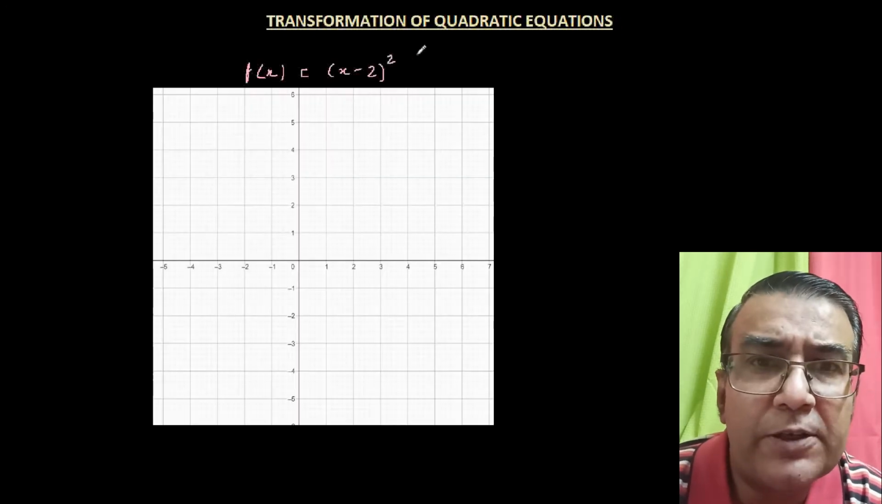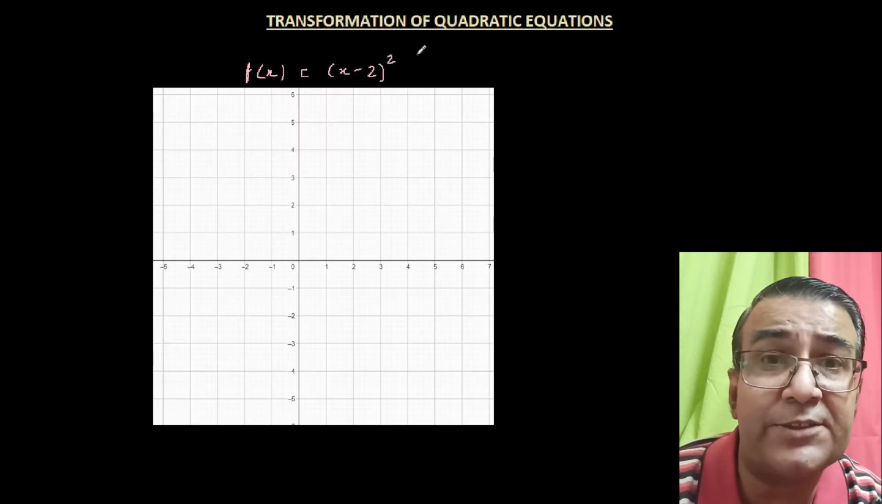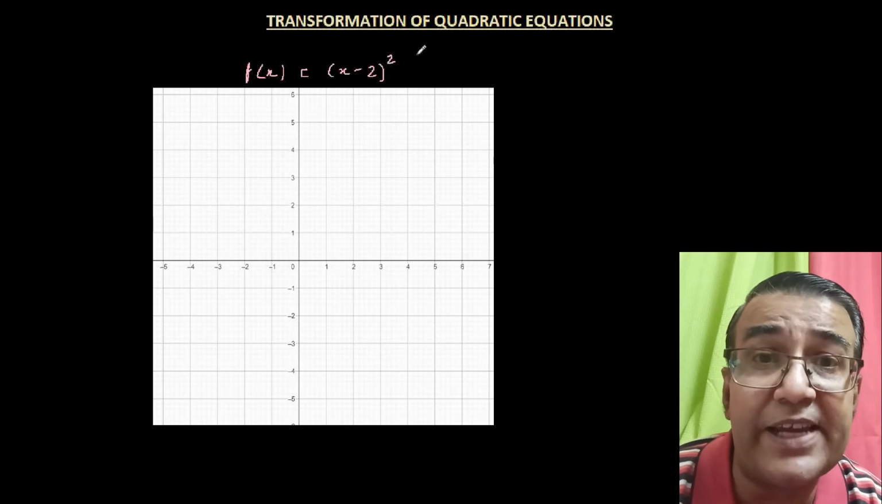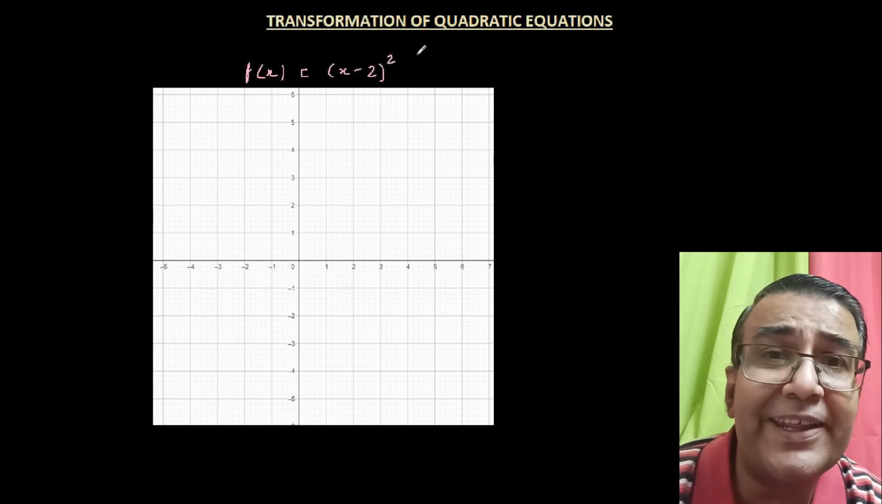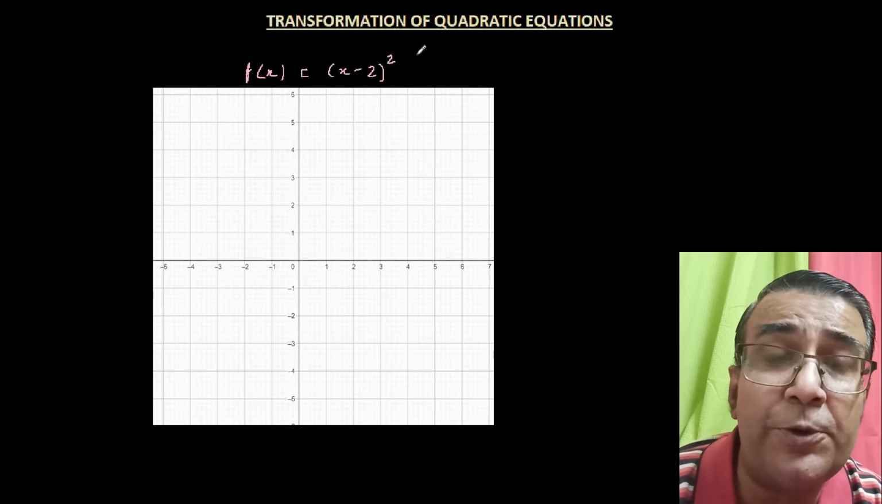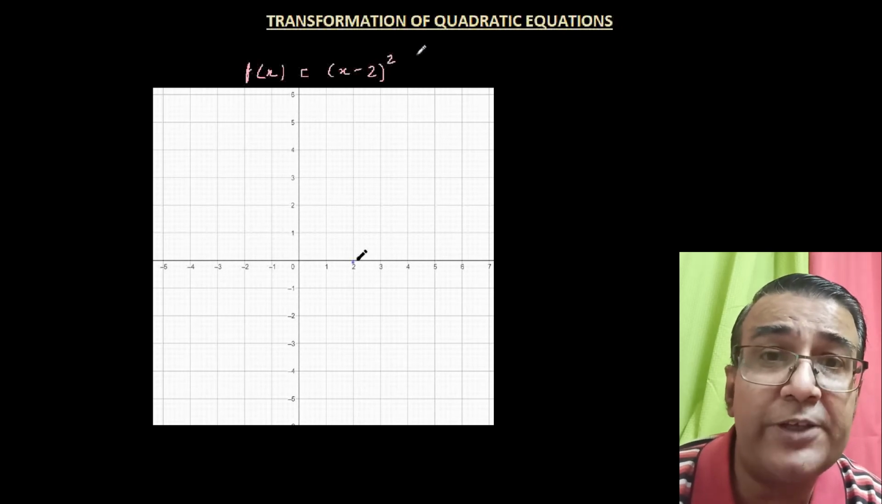So how should we plot the graph? We know that it is x minus 2 and it is inside the square function. So the vertex of the graph is going to shift 2 units to the right. So from the origin, 2 units to the right would be on the x-axis here. So this should be the vertex.